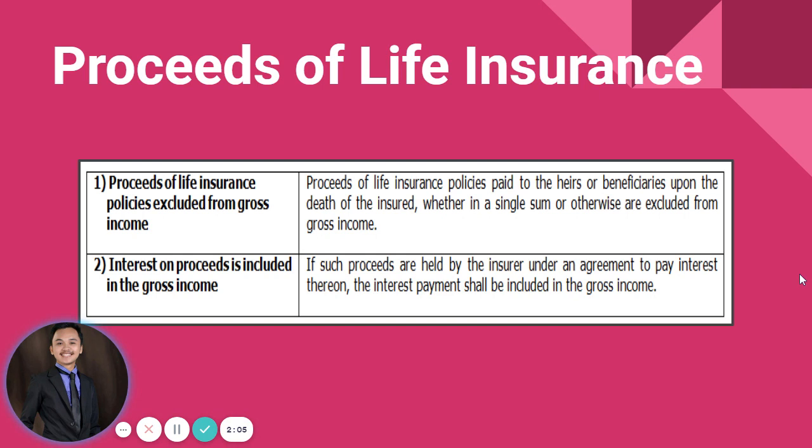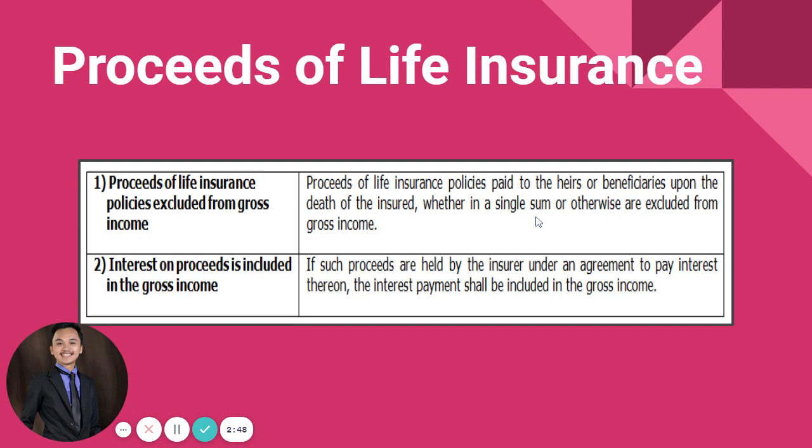To start, we have number one, proceeds of a life insurance. Proceeds of a life insurance are excluded from your gross income. These are proceeds of life insurance policies paid to the heirs or beneficiaries upon the death of the insured, whether in a single sum or otherwise, and are excluded from gross income. So again, it is very clear that when the insured has died, any proceeds received by their heirs or beneficiaries will be exempted in computing the total gross income.